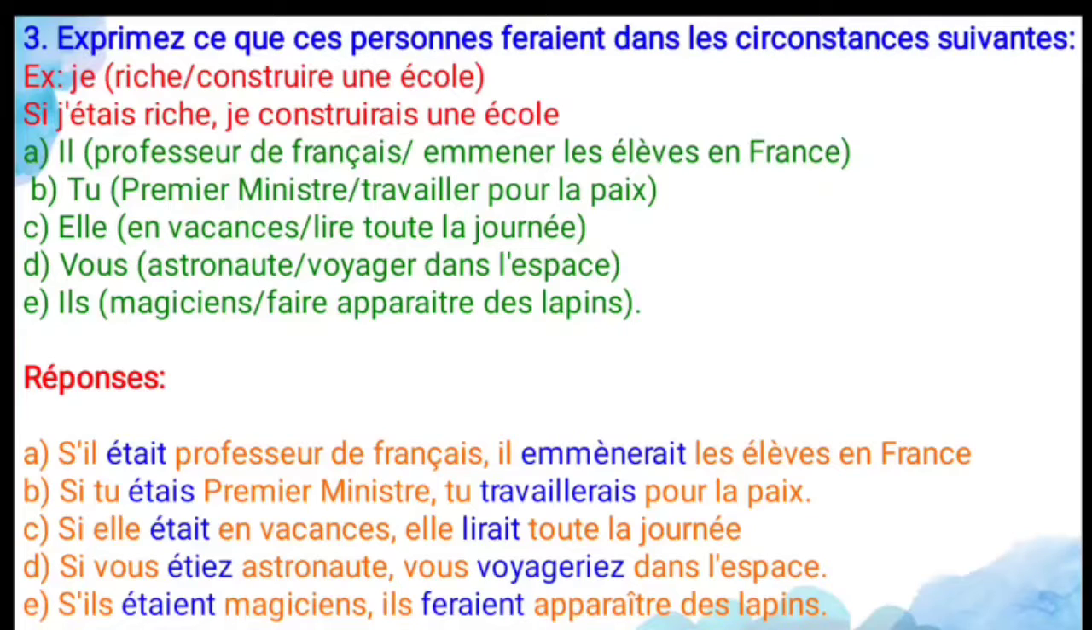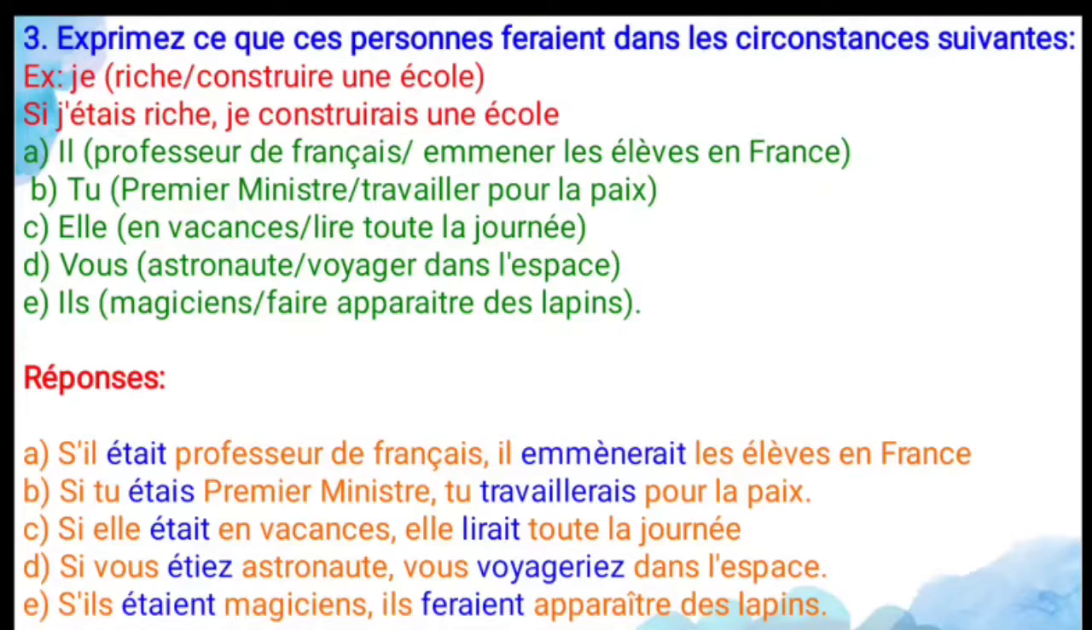Here the verb is what? Lire. It ends with what? re. You have to remove the e and add the endings. And D1 is "si vous étiez astronaute", if you were an astronaut, and "vous voyagerez dans l'espace", so you would be traveling in the space. And E1 is "si il était magicien", so if they were magicians, "ils feraient apparaître des lapins".